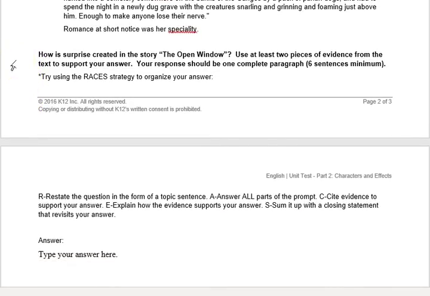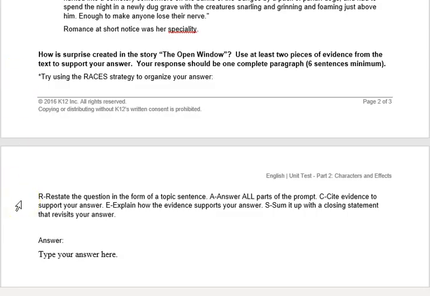How is surprise created in the story, The Open Window? Use at least 2 pieces of evidence from the text to support your answer. Your response should be 1 complete paragraph, 6 sentences minimum. Try using the RACES strategy to organize your answer.